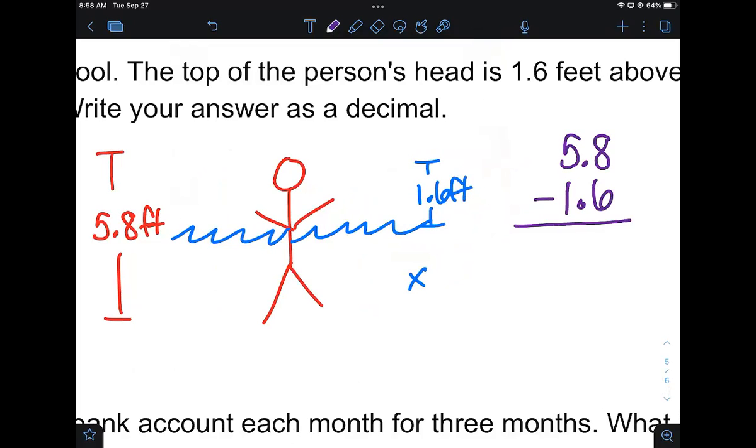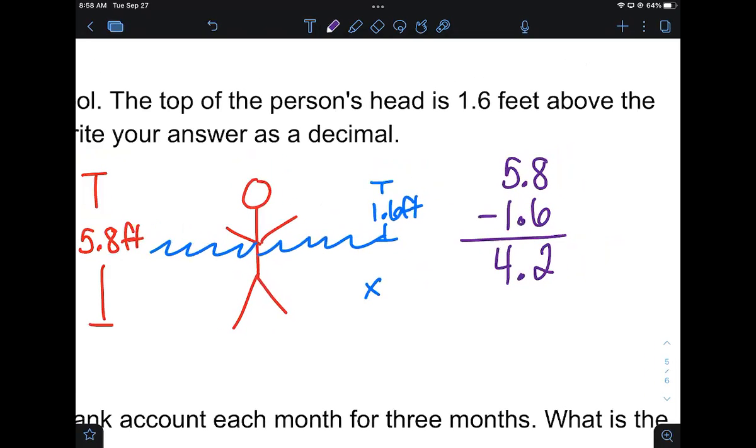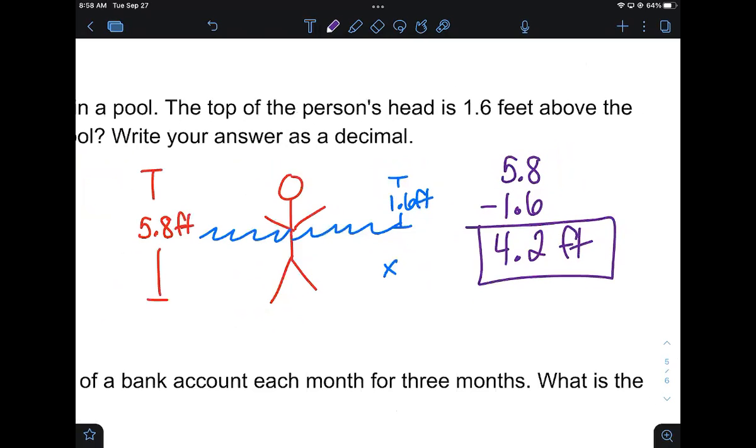We're going to subtract. What's 8 minus 6, everyone? 2. 5 minus 1. Drop down the decimal point, and we're measuring our height in what? Feet. Another story problem needs a label. 4.2 feet. That's how deep the pool is.